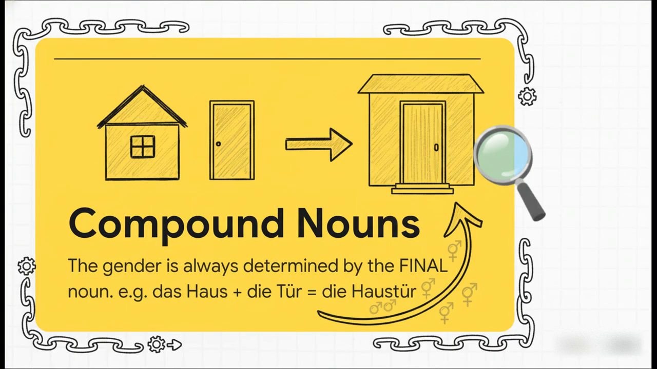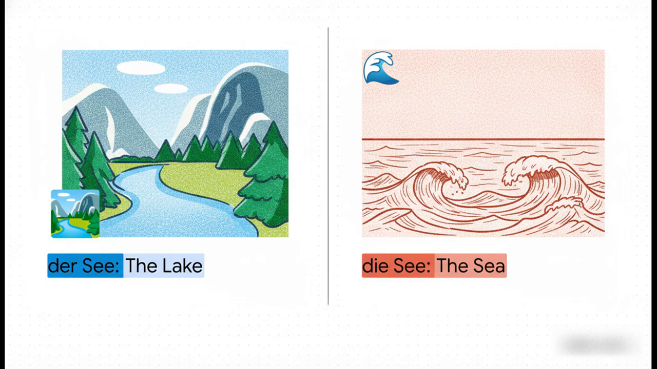Okay, this rule is a total game changer. You know those super long German words made of a bunch of smaller words? Well, there's a beautifully simple rule. The gender of the whole word is always the gender of the very last word in the chain. So, das Haus plus die Tür becomes die Haustür, because Tür is at the end. That's it.